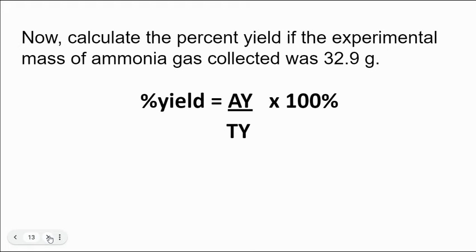Now, if we wanted to find the percent yield, we need to be given one more piece of information. We need to be told how much was actually made in the lab. So I'd have to give you, or you'd have to experimentally determine this, but let's, for argument's sake, say that 32.9 grams of gas was actually yielded or created. So that's my AY.